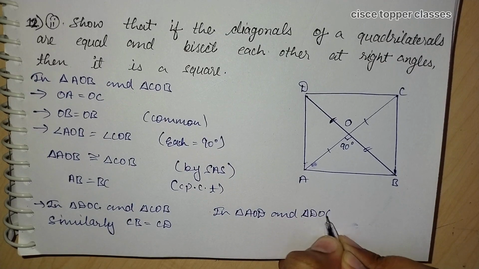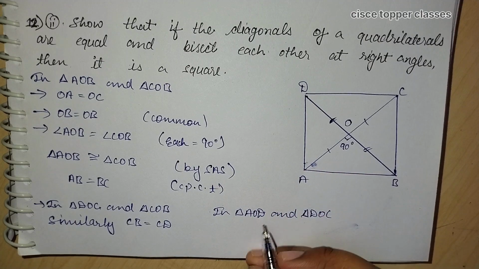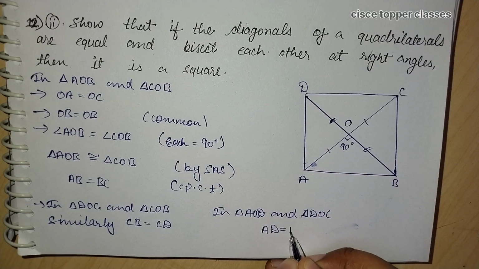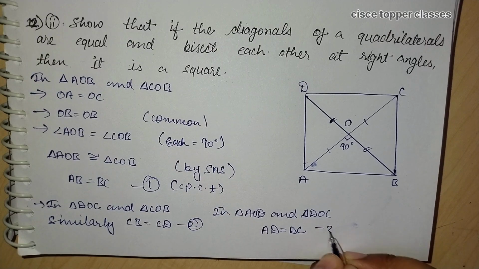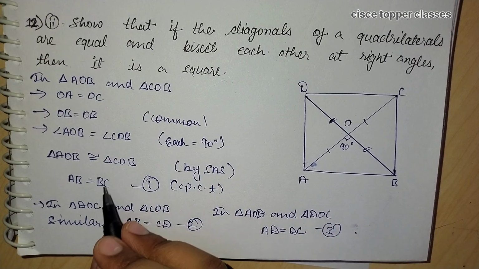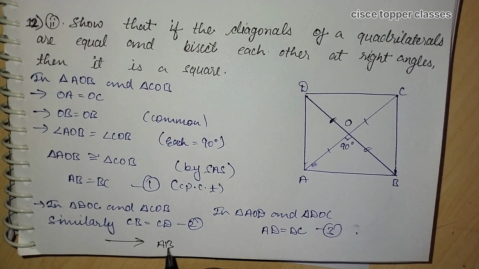DOC we have here AD is equal to DC. So AD is equal to DC. From these three pieces of information, first, second and third, we can prove that AB is equal to BC, BC is equal to CD, and CD is equal to DA. So we can write here AB is equal to BC is equal to CD is equal to DA.